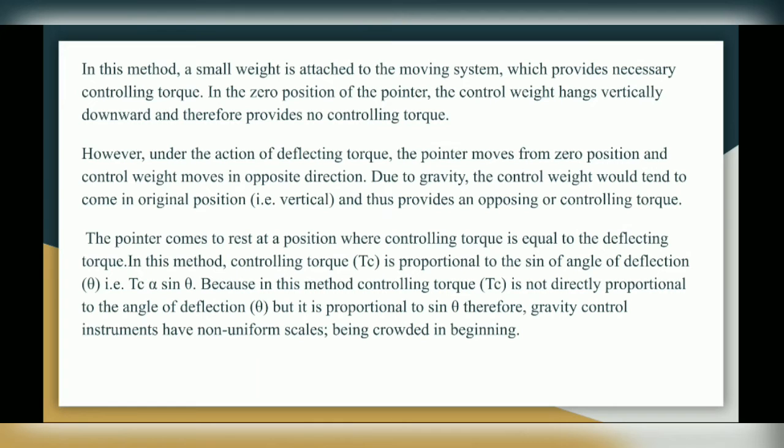Therefore, gravity control instruments have a non-uniform scale, crowded in the beginning. So basically, when the instrument has a uniform scale, the spring control method is utilized, and when the gravity control method is used, the instrument has a non-uniform scale, because in this method the controlling torque is directly proportional to sine theta, and in the spring control method the controlling torque is directly proportional to the deflection, so they have a uniform scale.